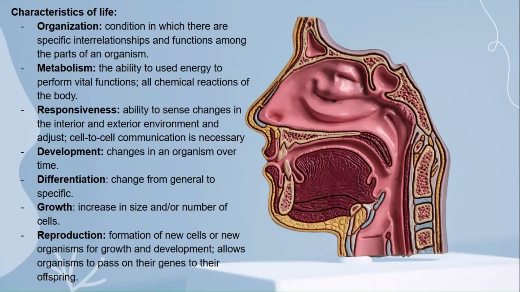And after that is growth, which is the increase in size and or number of cells. And lastly, reproduction, which is the formation of new cells or new organisms for growth and development, and it allows organisms to pass on their genes to their offspring.